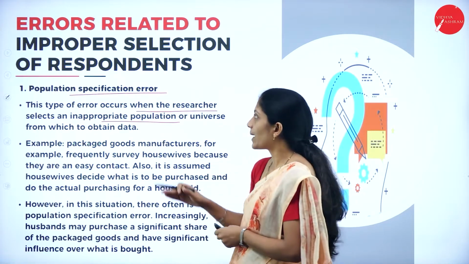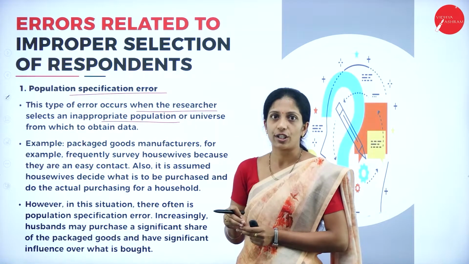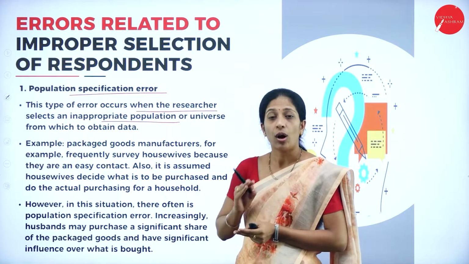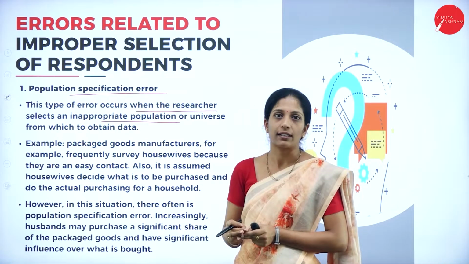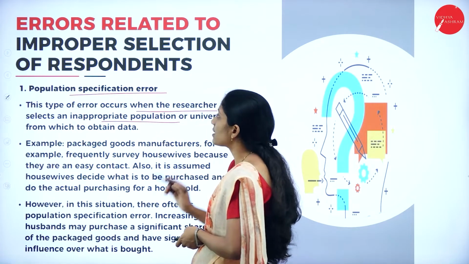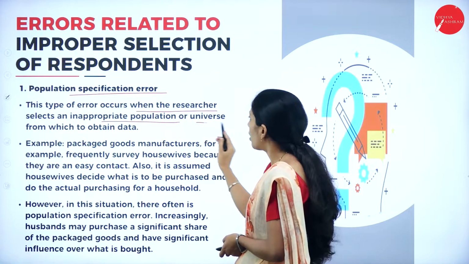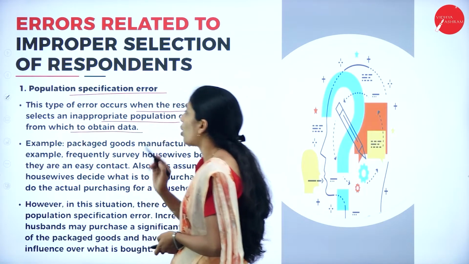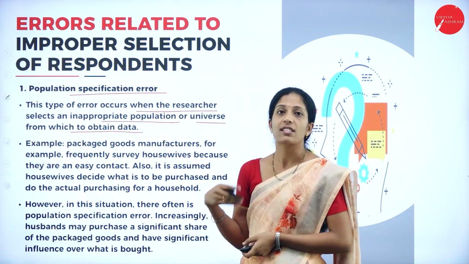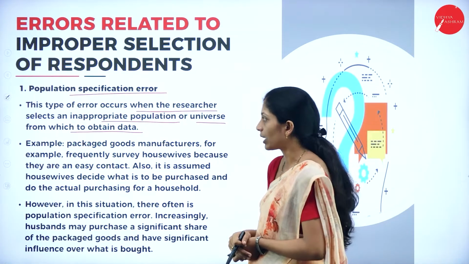So in that situation, we have to make sure that whatever research we are going to conduct, on the basis of our problem, we select the population. This type of error occurs when the researcher selects an inappropriate population or universe for which to obtain the data. So if we select the wrong population, then it affects the research work.